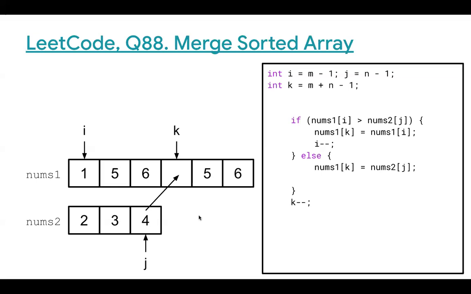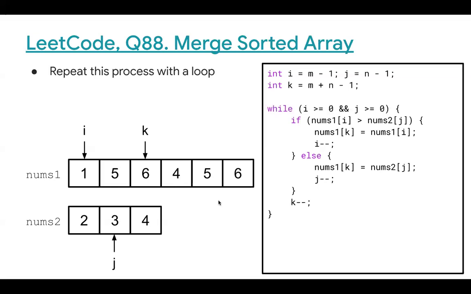And after that, pointer j should move to the left. K should also move to the left. Something like this. So we have j minus minus, k minus minus. Okay, now we repeat this process, right?